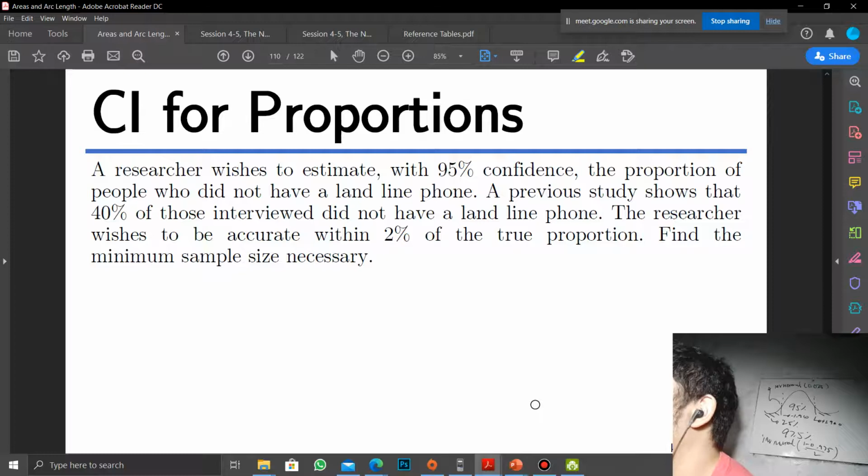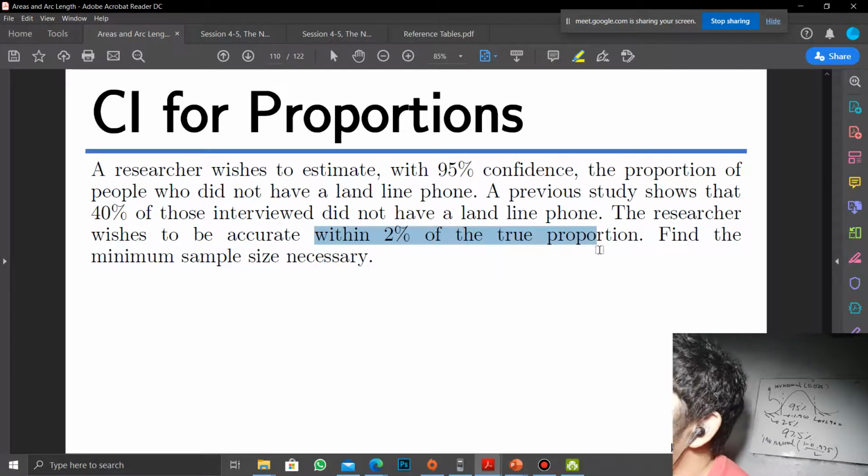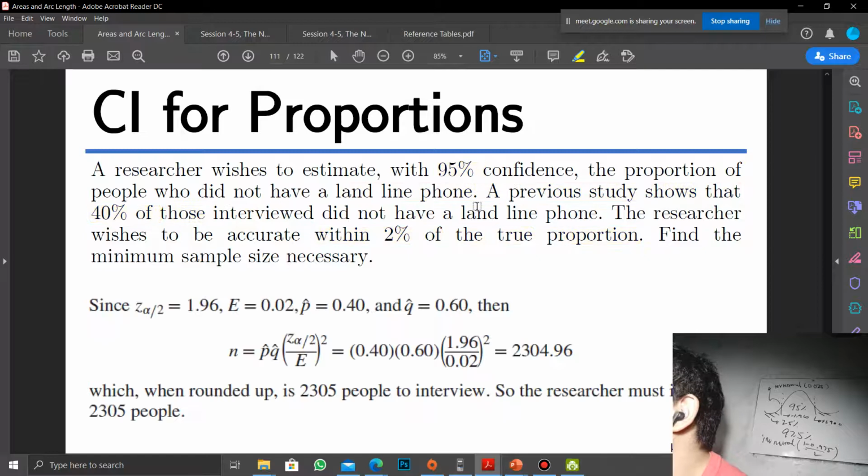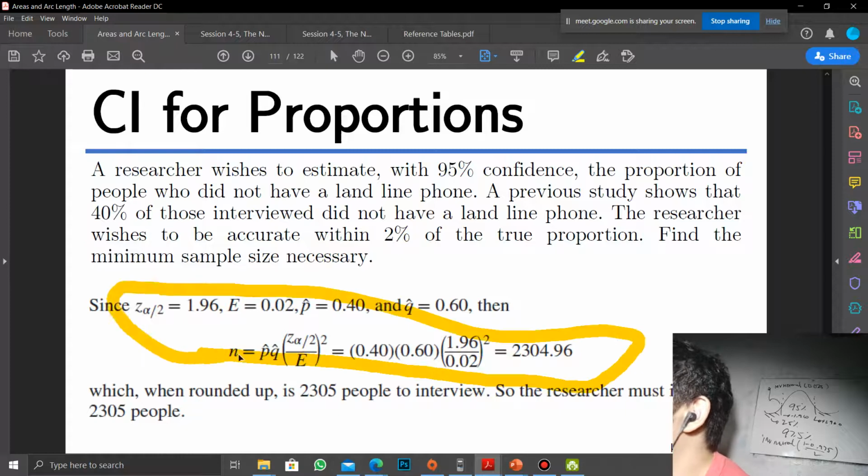And lastly, sample size, just use the formula. Ito ulit, yung error, margin of error, E. Ito yung confidence level. Oh, ano gusto niya? Estimate ito. Don't have a landline phone. So, itong binigay dito ay P hat na. Di ba? Then, substitute in the formula. Ayan. You'll get 2,304. Round up, 2,305.